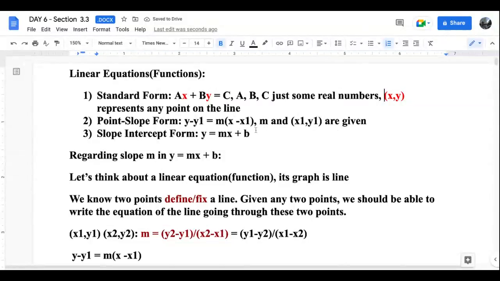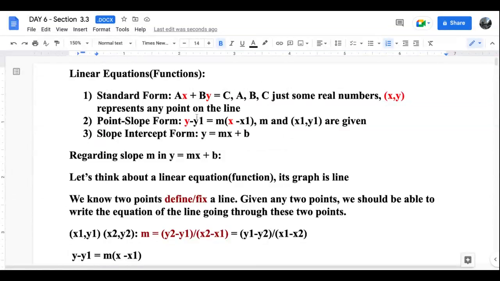So same as the first one. So x and y represent any point on the straight line. So we see the first one and the second one are just written in different ways, right? Because we see x is here, x raised to the first power, y raised to the first power. Same thing for the second form, x raised to the first power, y raised to the first power. So that makes them represent the same thing, but the numbers are different.